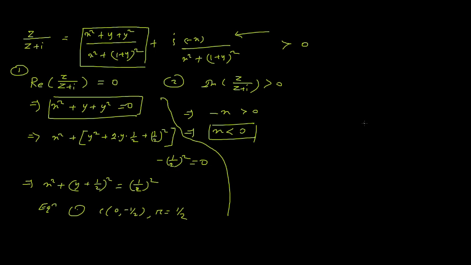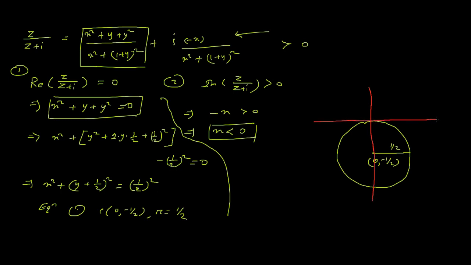So let's draw the circle here. This is a circle whose center is 0 comma minus 1 by 2 and the radius is 1 by 2. Exactly, we're having something like this. So this is my x-axis, this is my y-axis, this is my center.